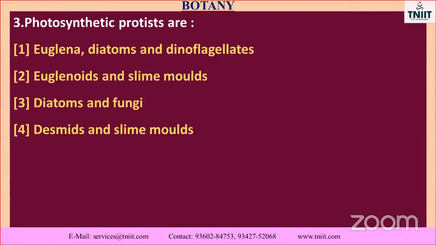Euglena, diatoms, dinoflagellate. Diatoms, the cheapest source of food in the seas. Dinoflagellate, red tides, all those things are already in our board. Desmids. Okay. Euglena is a chlorophyll bearing one, so they can synthesize their own food. That's why they are all considered as autotrophs. Okay, my dear. So go to the next question.